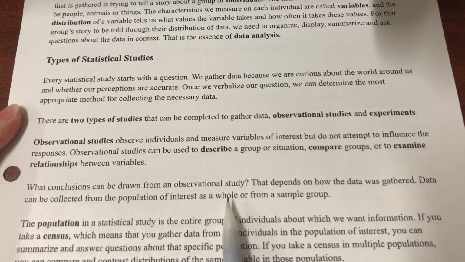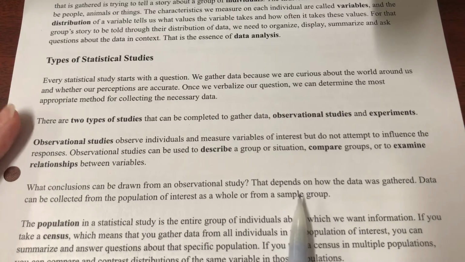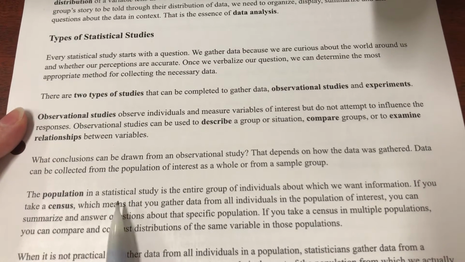Now, what conclusions can be drawn from an observational study? Well, that depends on how the data was gathered. Data can be collected from the population of interest as a whole or from a sample group. The population in a statistical study is the entire group of individuals that we want to find information about. If you take a census, that means that you're gathering data from all individuals in the population of interest. You can summarize and answer questions about that specific population. If you take a census in multiple populations, you can compare and contrast distributions of the same variable in those populations.